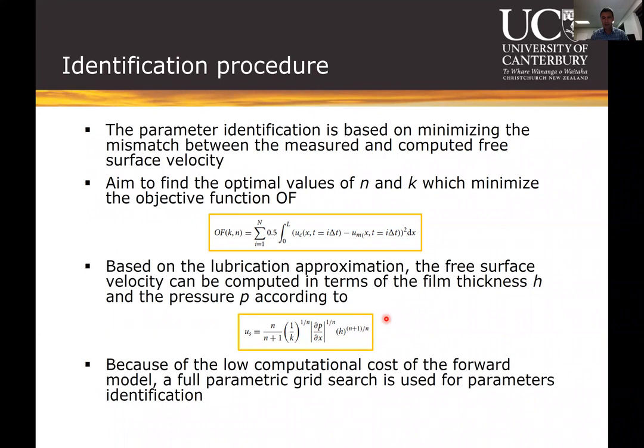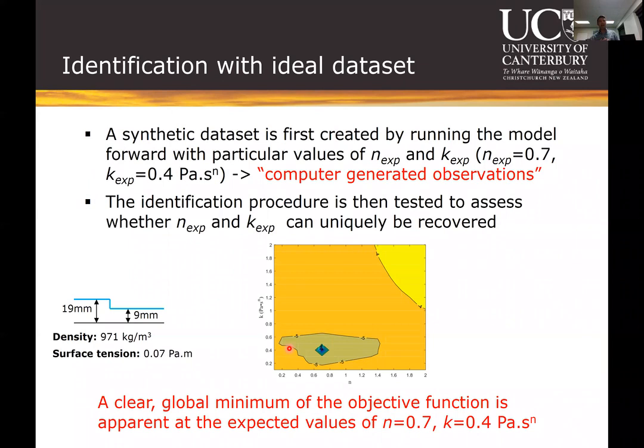Now, the first thing to do when you do parameter identification or an inverse problem is to ask yourself, is there a unique solution? So what you can do is run what's called a twin experiment, where you solve your direct problem with a given value of N and K, which are our rheological parameters, that will give you a free surface dynamic. And then you apply your parameter identification methods and you see if you can recover those numbers. If the problem has a unique solution, that should be straightforward.